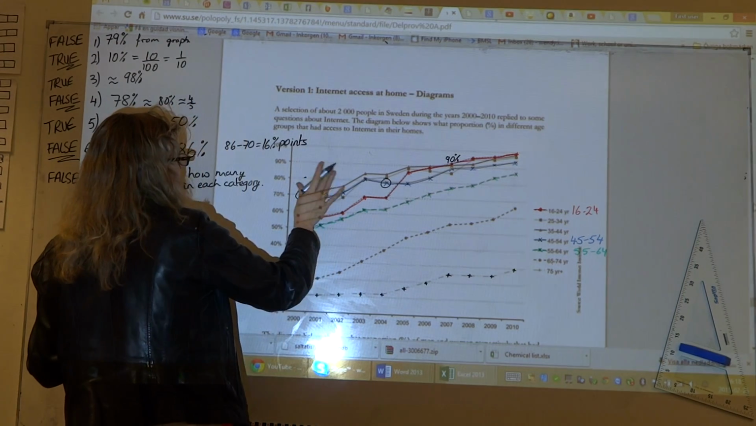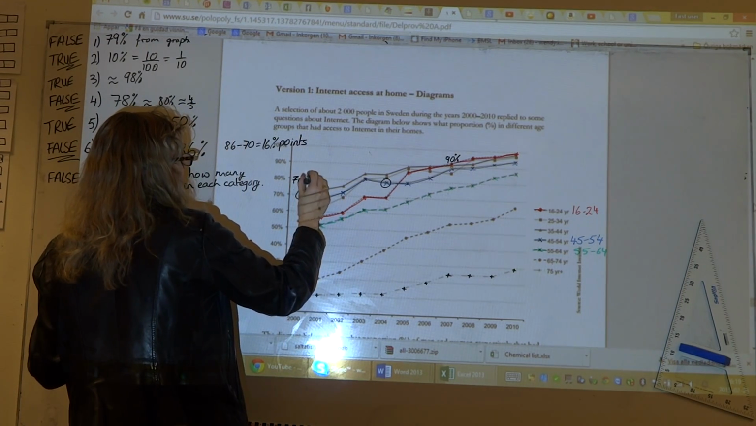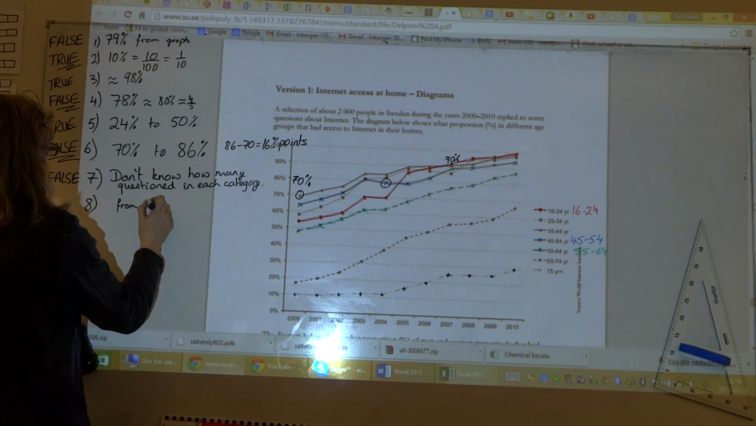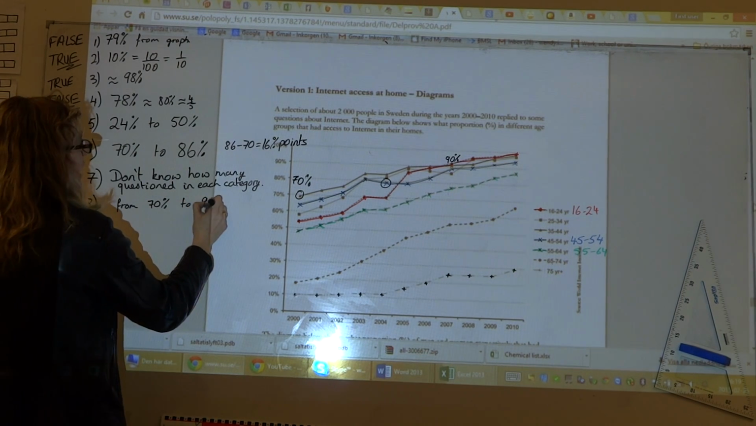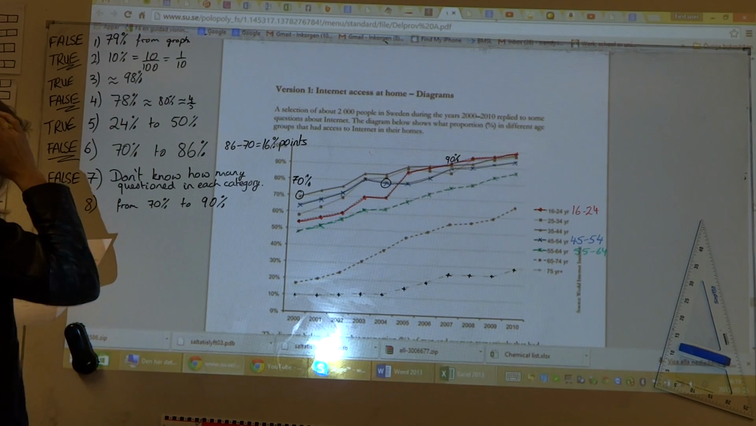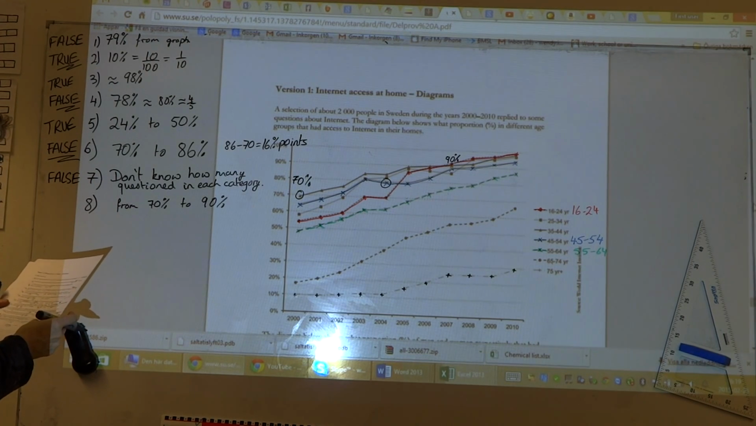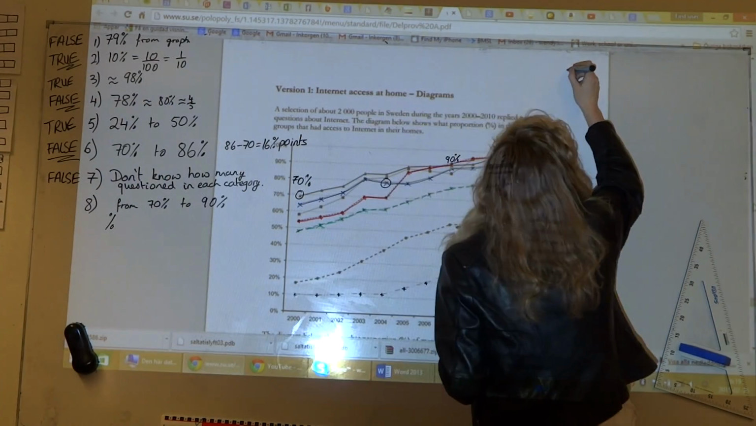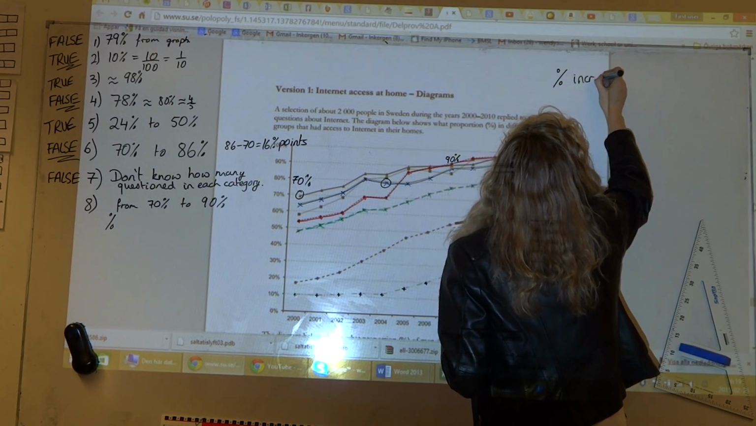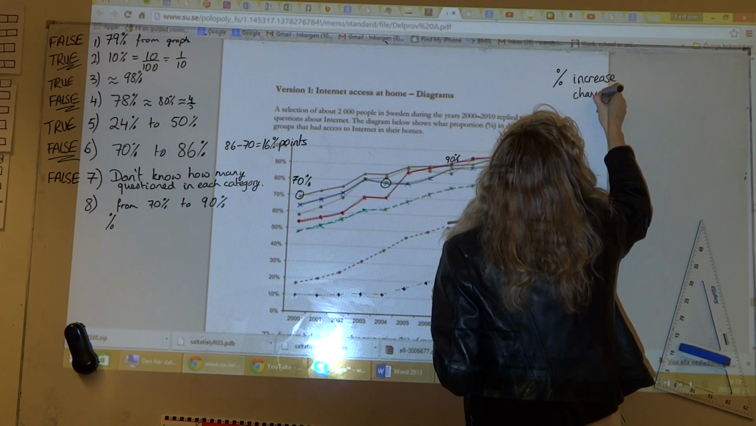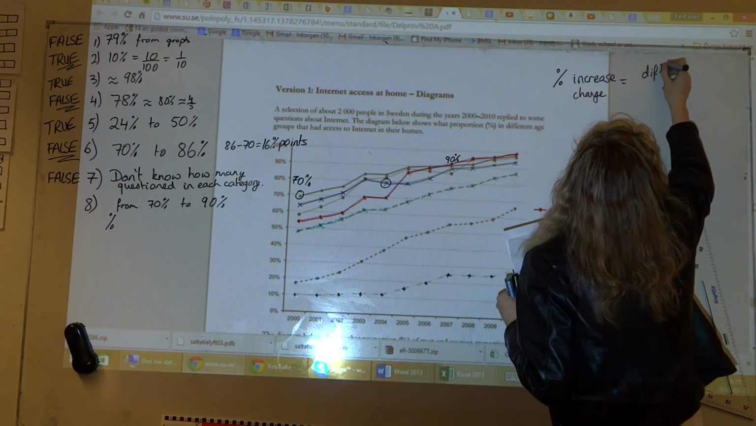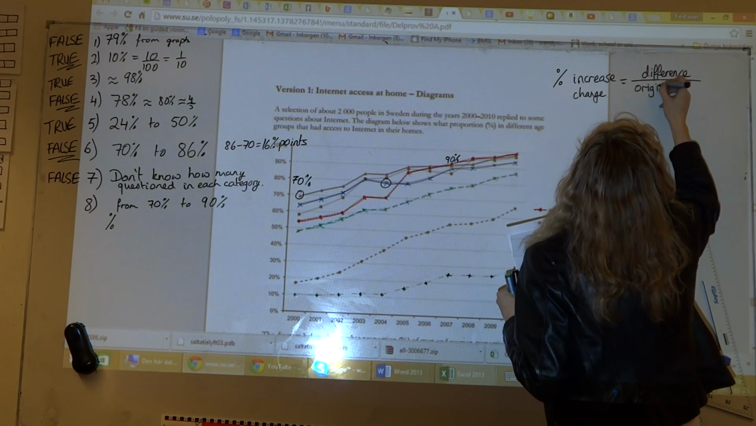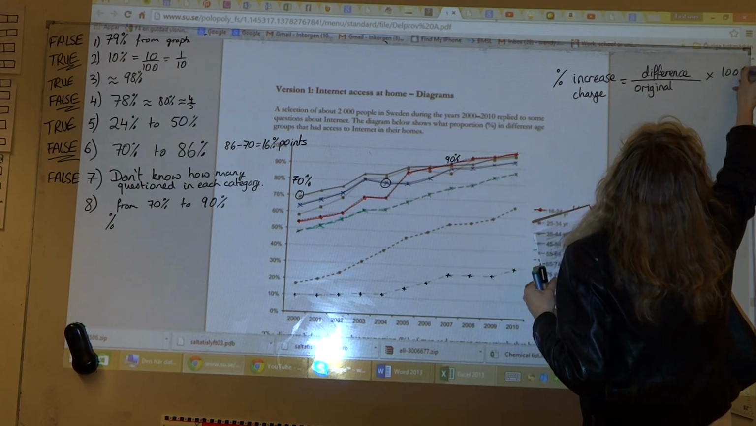So let's make our numbers nice and easy here. Let's call this 70%. So for question 8, we're going from 70% to 90%. So what is the percentage increase? We'll write this formula up here because we're going to use it quite a lot. Percentage increase or percentage change is the difference between the two percentages we're comparing, divided by the original one, the one that we are comparing it to, multiplied by 100%.